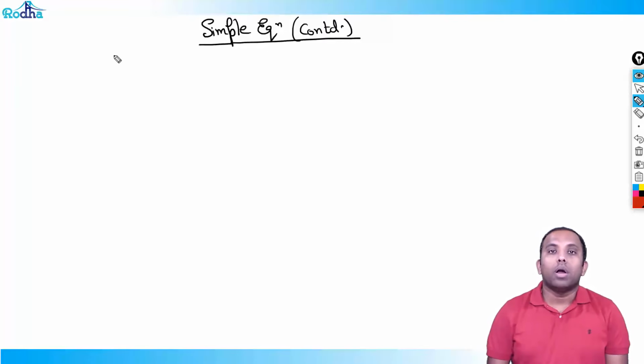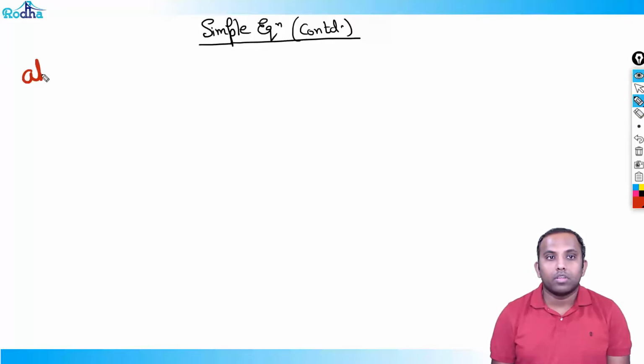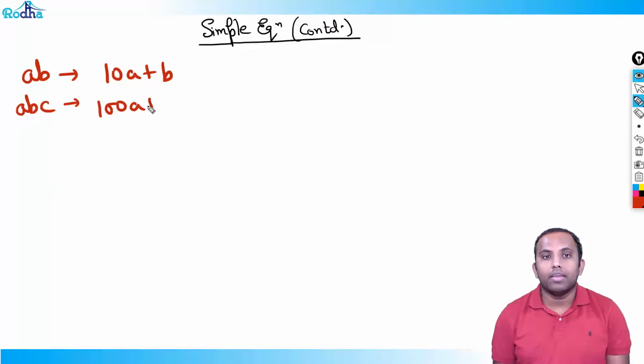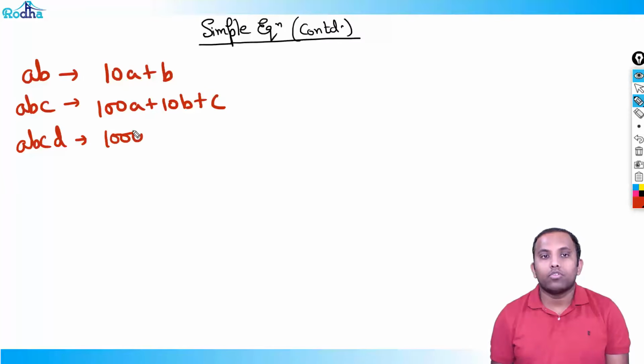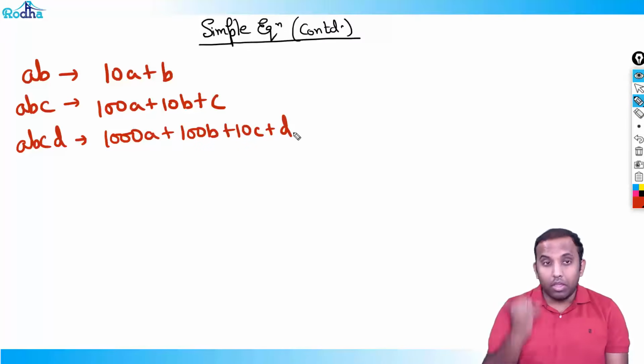Today we'll do problems based on digits. Suppose any two-digit number AB is written as 10A plus B. You know it, we discussed it many times. Suppose ABC is written as 100A plus 10B plus C. ABCD is written as 1000A plus 100B plus 10C plus D. So each digit is multiplied by its place value.